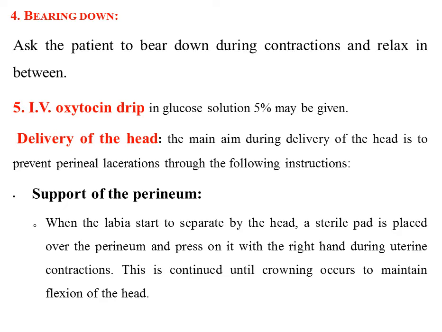Delivery of the head. The main aim during delivery of the head is to prevent perineal laceration through the following instructions. Support of the perineum: when the labia start to separate by the head, a sterile pad is placed over the perineum and pressed on with the right hand during uterine contraction. This is continued until crowning occurs to maintain the flexion of the head.